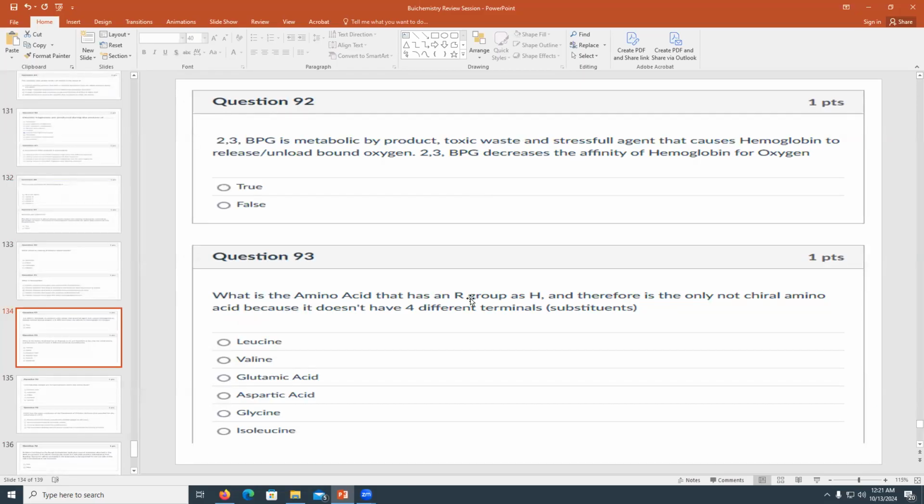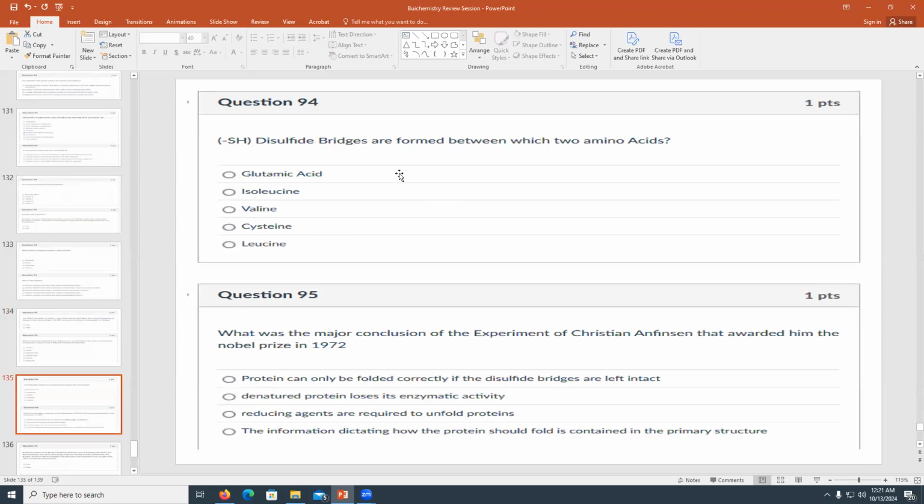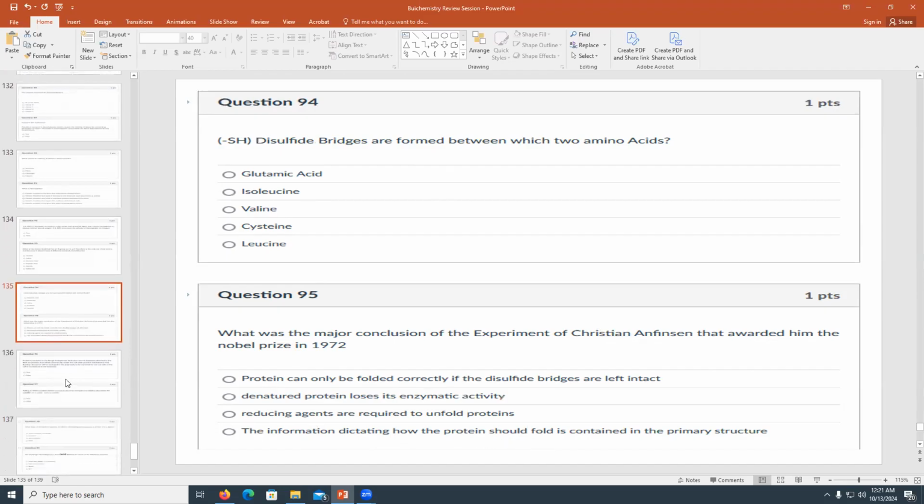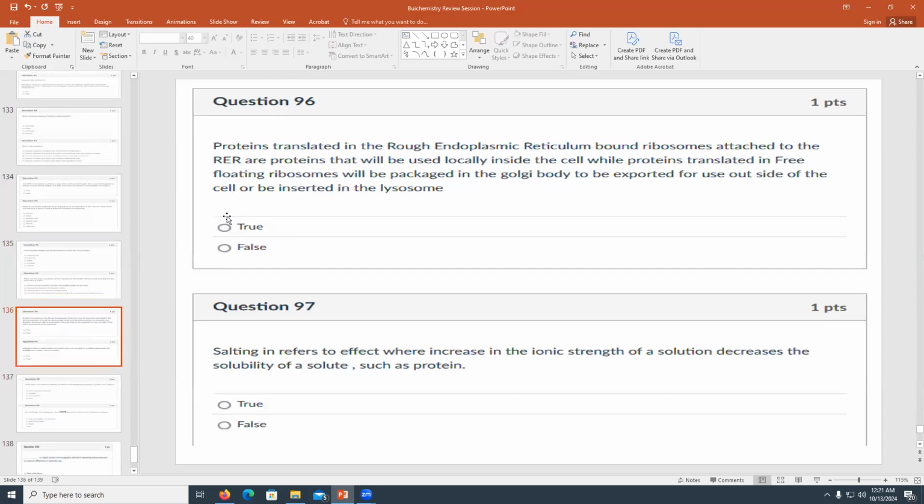What is the amino acid that has an R group as an H and therefore is the only one not chiral? That is your glycine. Disulfide bridges are formed only between cysteines. What was the major conclusion that Christian Anfinsen got? That the information dictating how the protein should fold is contained in the primary structure.